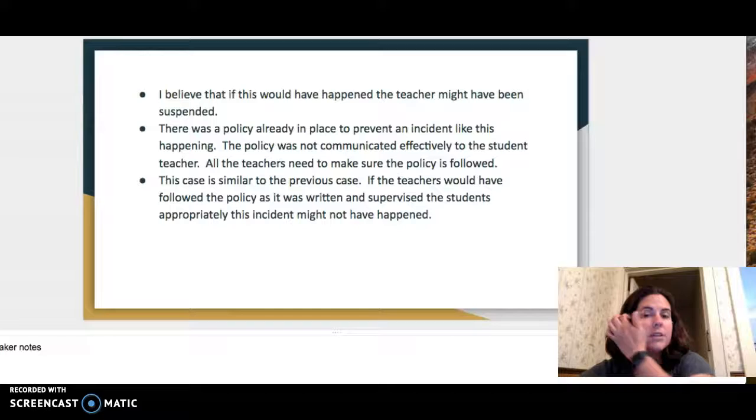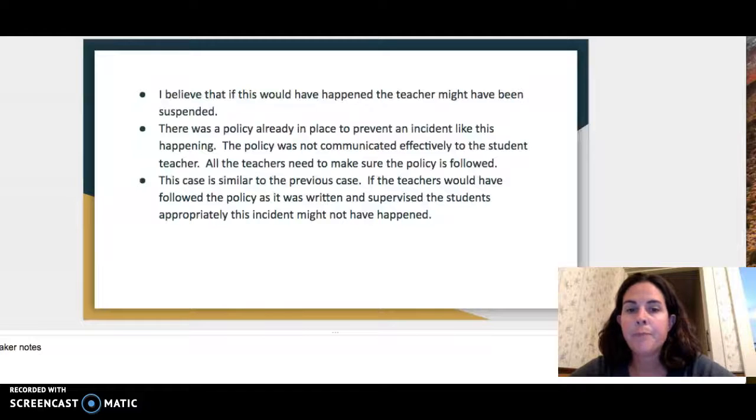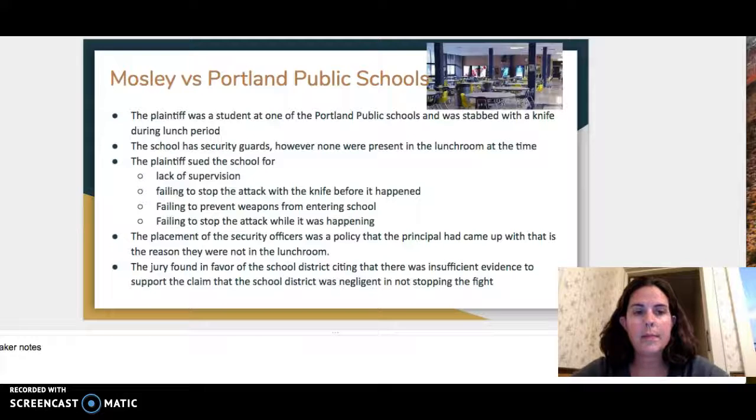I believe that if this would have happened, the teacher that was not supervising like they were supposed to might have been suspended. There didn't need to be any preventative policies made because there was already a policy in place. They just didn't follow it. As far as ethics go, the supervising teacher should have made sure that the student teacher knew the proper procedure and policy. My next case is Mosley versus Portland Public Schools.